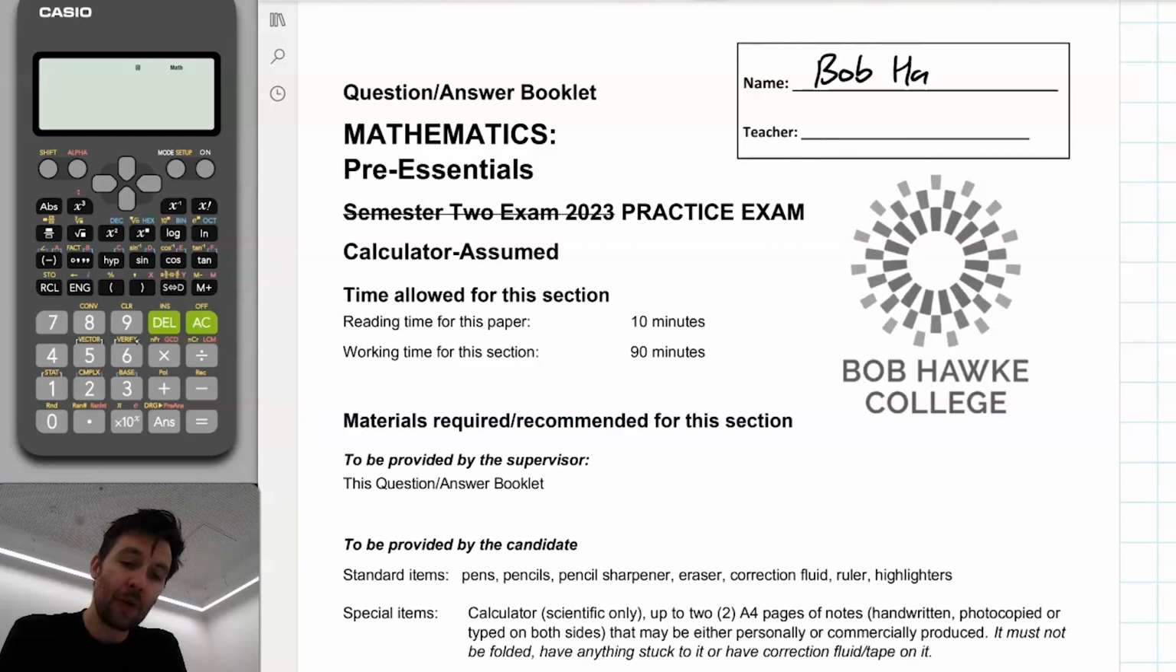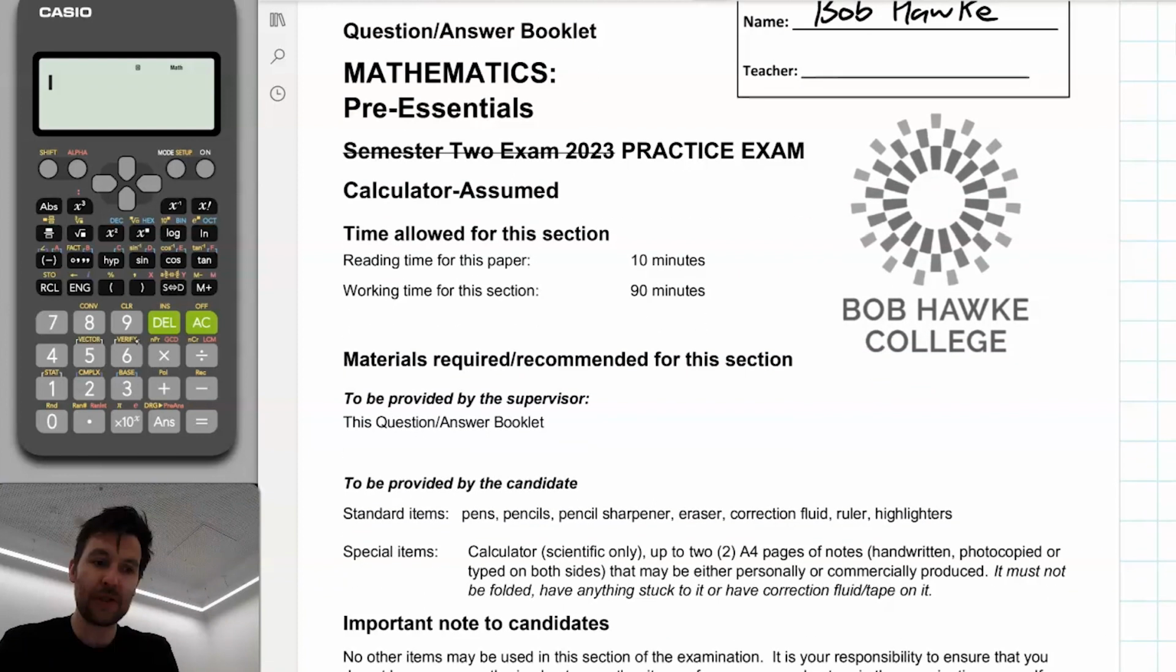I'm going to be talking about each of the key concepts that's addressed in each of the questions, and as always, if you need to jump to a particular question, just use the time codes in the description. The format is going to be really similar to other exams that you've done in this exam week. You'll have 10 minutes reading time and 90 minutes of working time, not the other way around.